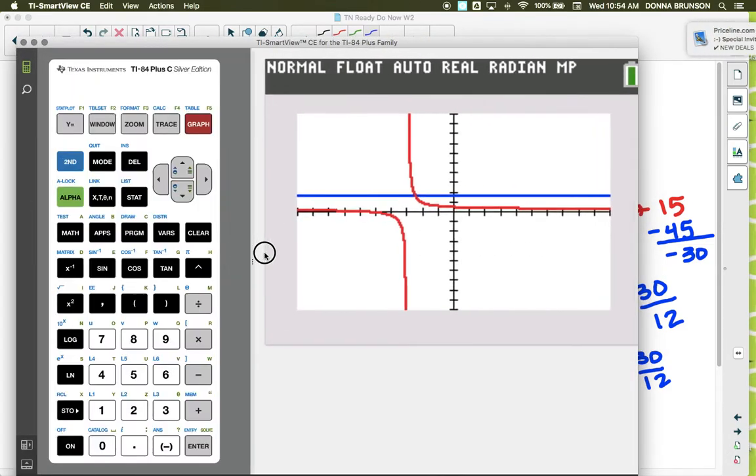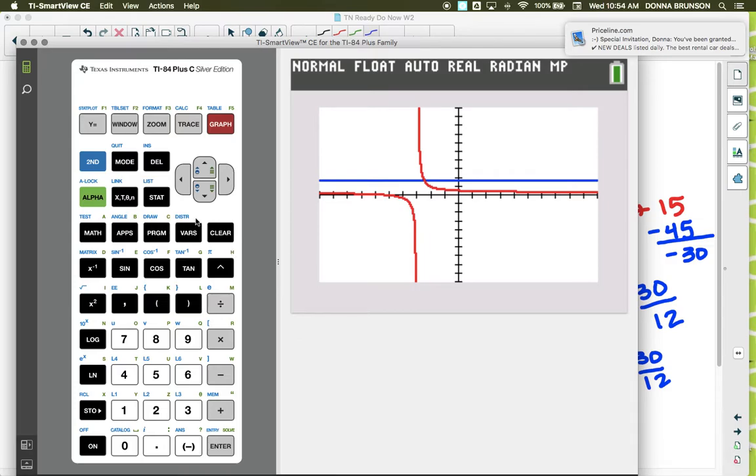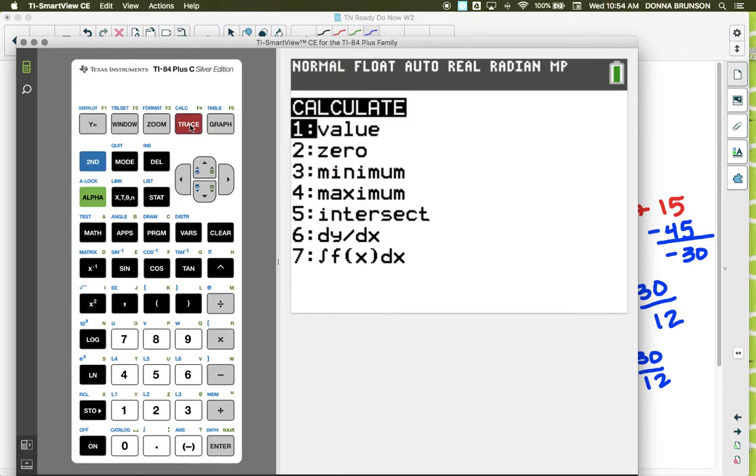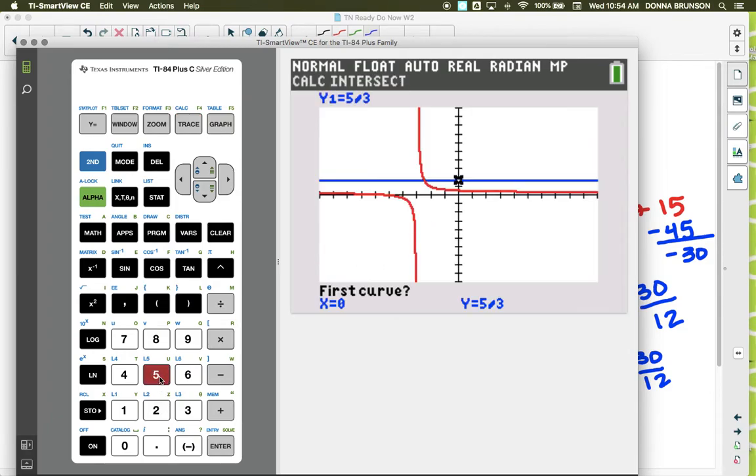I want to remind you, though, that I can also look for my intersection using that function on my calculator. So I'm going to hit second calc, choose option number 5. I'm going to hit enter, and then enter, and one more enter, and these are my answer choices that I get. And remember that I'm only looking for that x value in this case. So if I take negative 2.5 and turn it into a fraction, I am going to have negative 5 over 2.